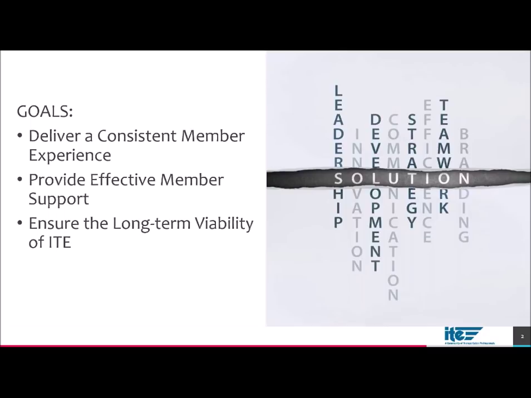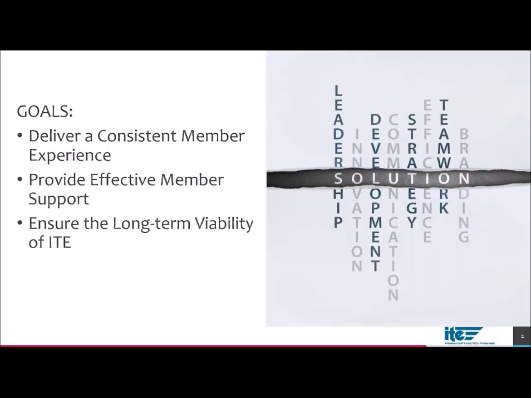And having a consistent organization in terms of the way we operate and that member experience is key if we're going to provide effective member support. If the Institute is going to consistently provide consistent communication to its members, work with those members and provide them the tools and information and support that they deserve as ITE members, there has to be a consistent organizational structure out there to operate in if we're going to do that. And all of this is about providing the member value that we need to provide if we're going to ensure the long-term viability of ITE.